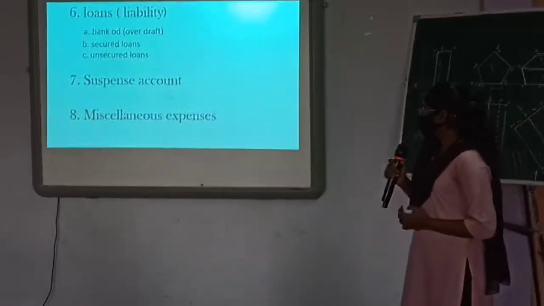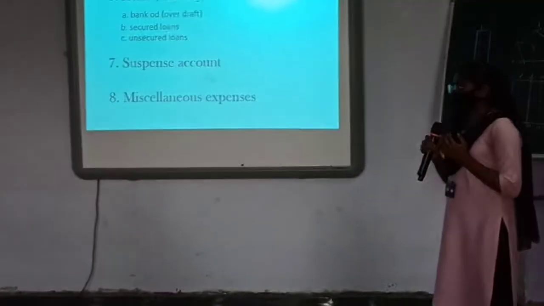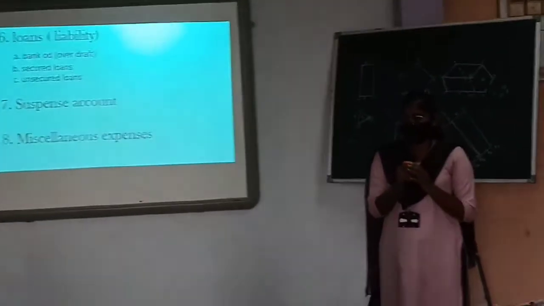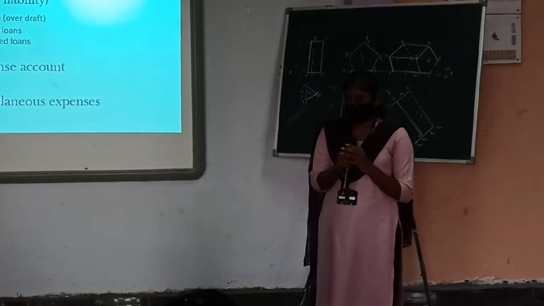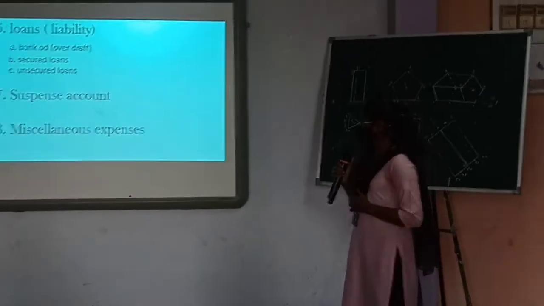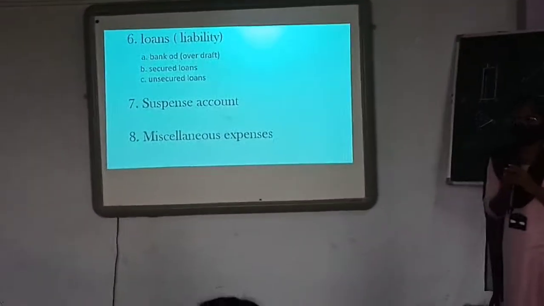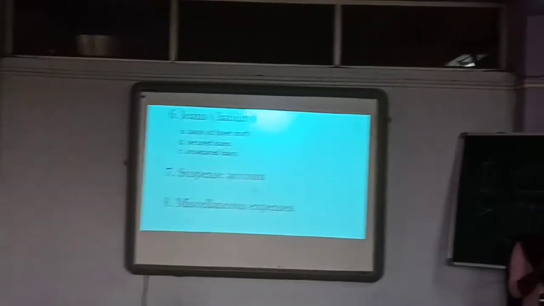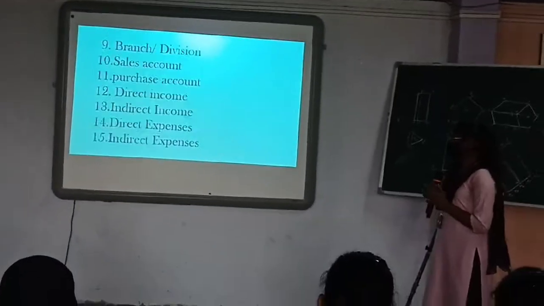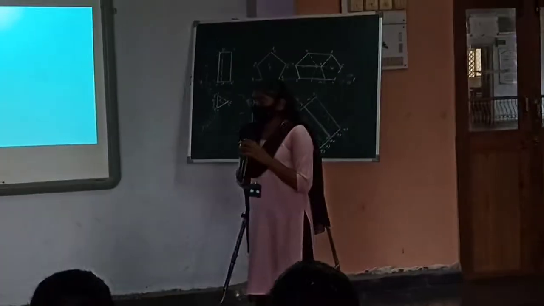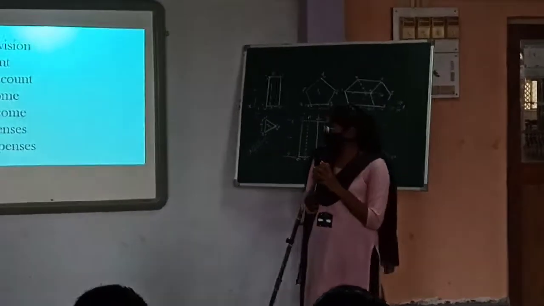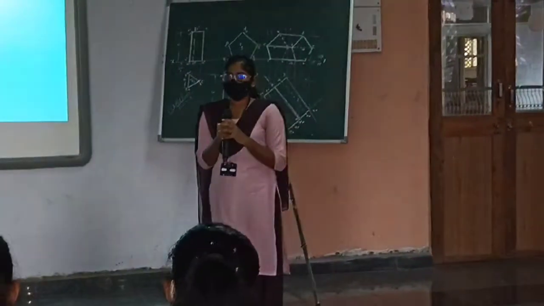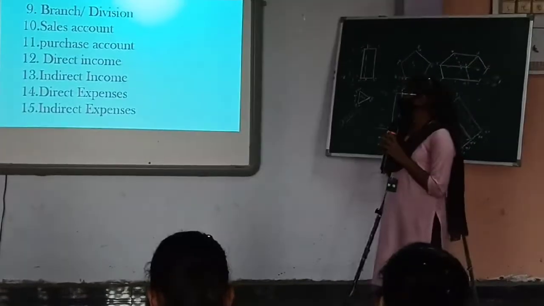Seventh one, suspense account. Suspense accounts are temporary accounts which carry doubtful entries. It may not exist or it may be deleted. Miscellaneous expenses are mainly required in the legal disclosure schedule, Schedule 6 of the Company Act of India. Then the branch divisions. This account holds the ledger accounts of all the branches, divisions, sister concerns, applications, etc.